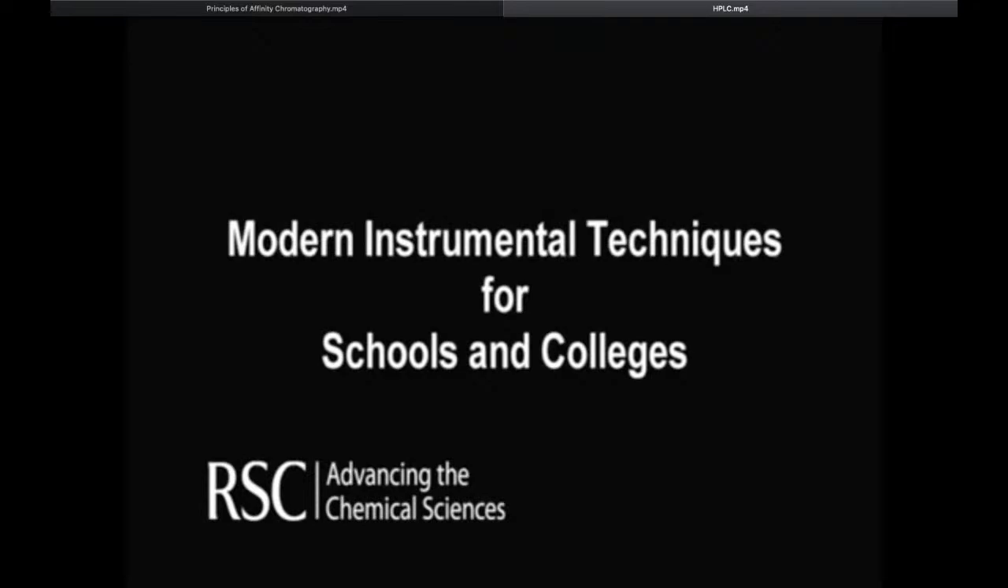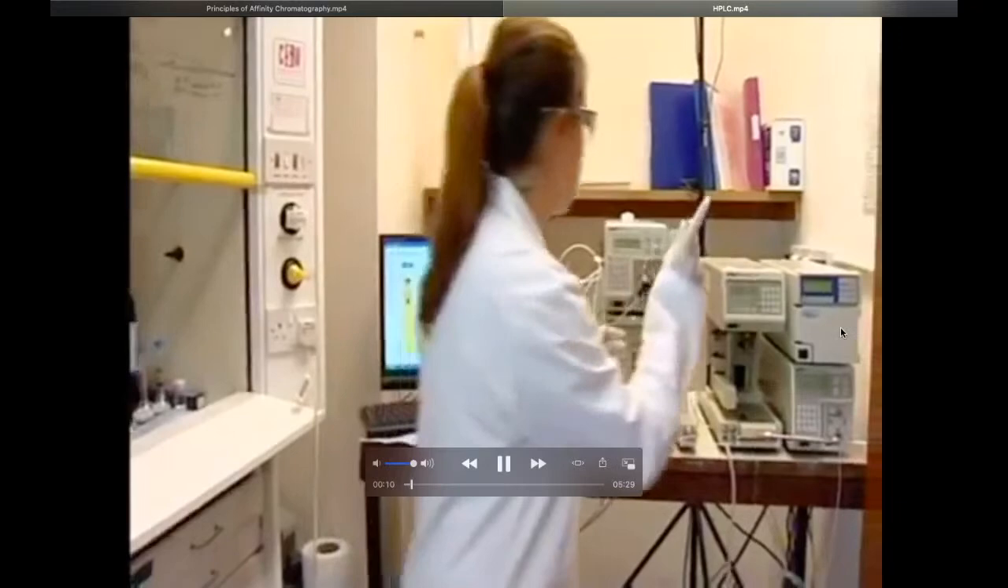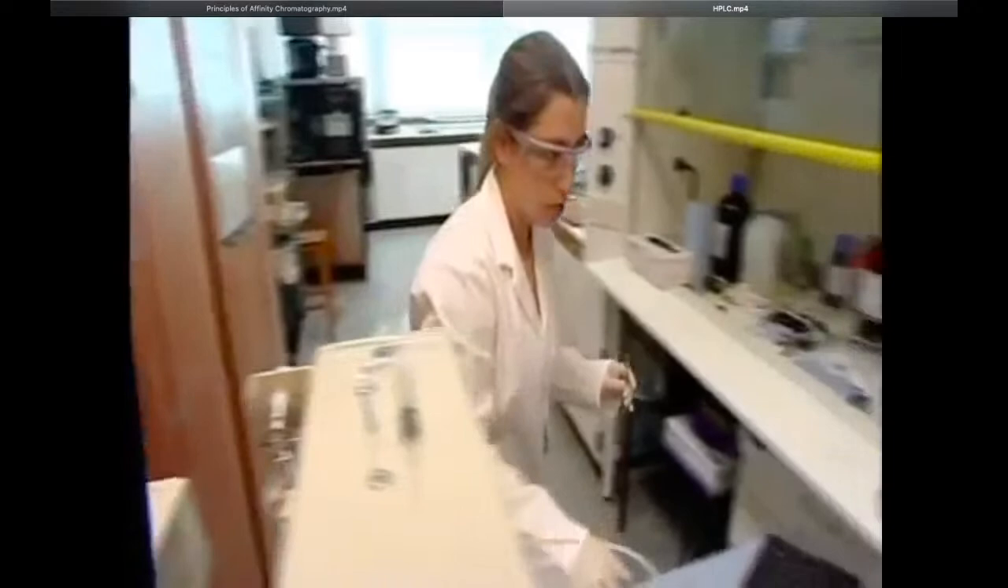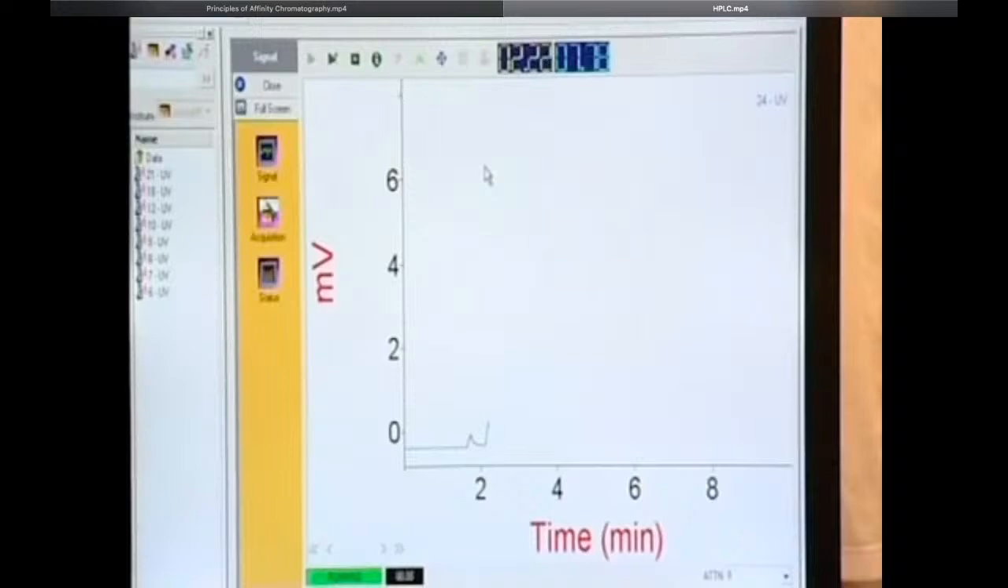HPLC stands for High Performance Liquid Chromatography, but could equally well stand for high pressure liquid chromatography. It is used for separating mixtures, either to analyze the mixture or to separate a required product from others in a reaction mixture. It can also be used to find the relative amounts of different components in a mixture.